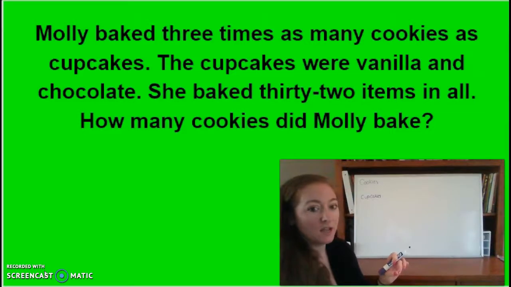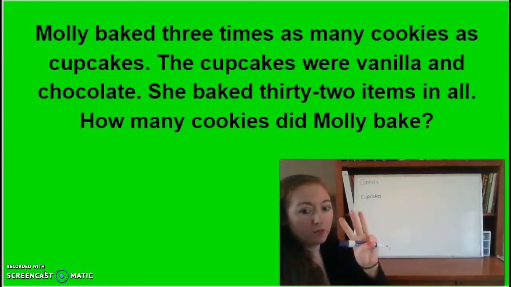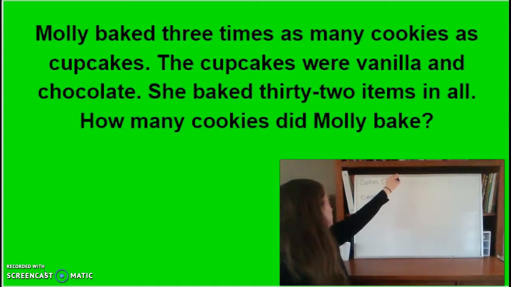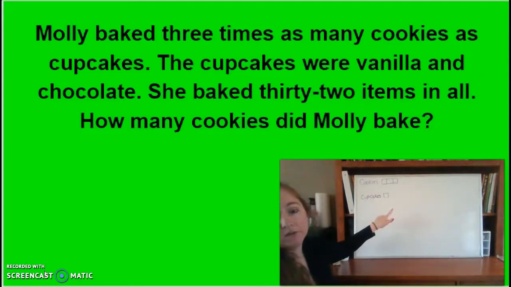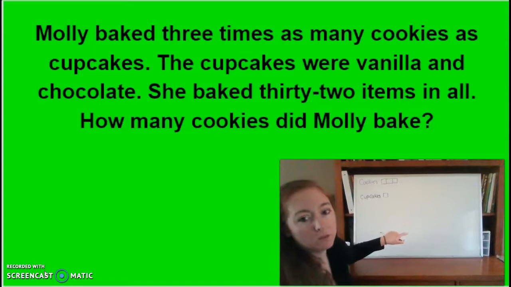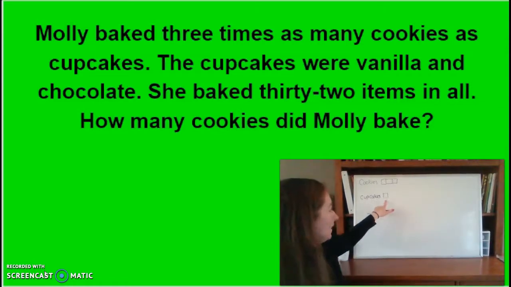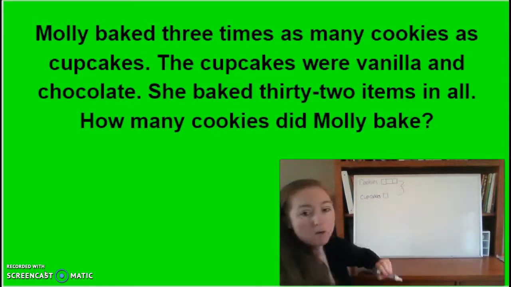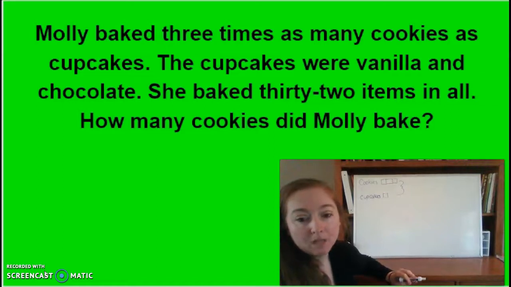The first thing is that we know that Molly baked 3 times as many cookies. So we're going to draw 3 boxes. And then for cupcakes, just 1 box. If that tricked you up, what I would have done is say, okay, which one is my unit? Which one is the one that we only know has 1? And it would have been cupcakes. And then I would have said, okay, now I need to draw 3. Now they told us all together how many items she baked. She baked 32.